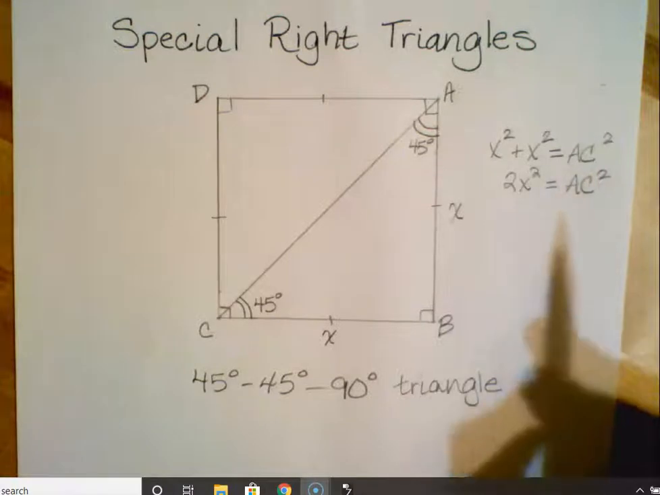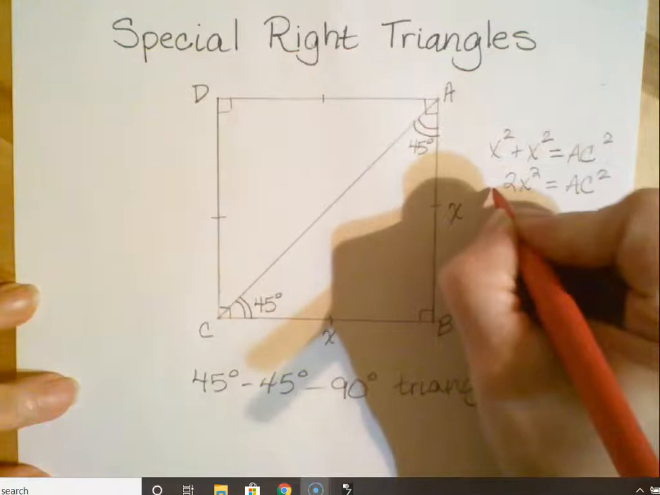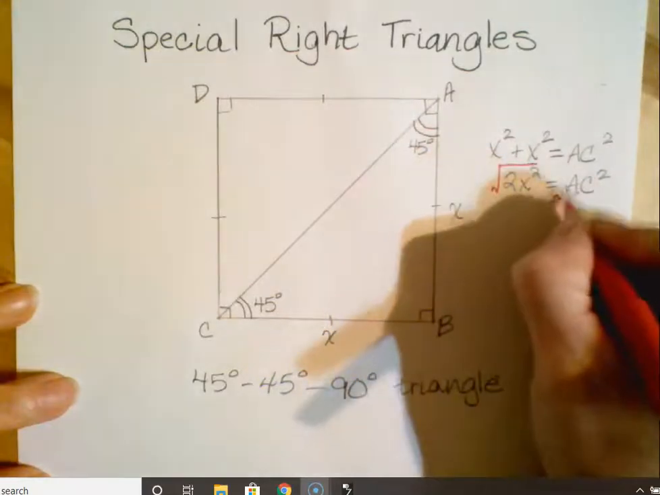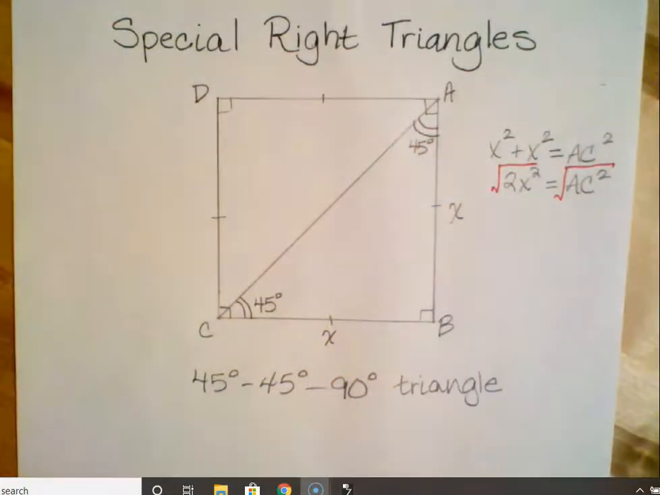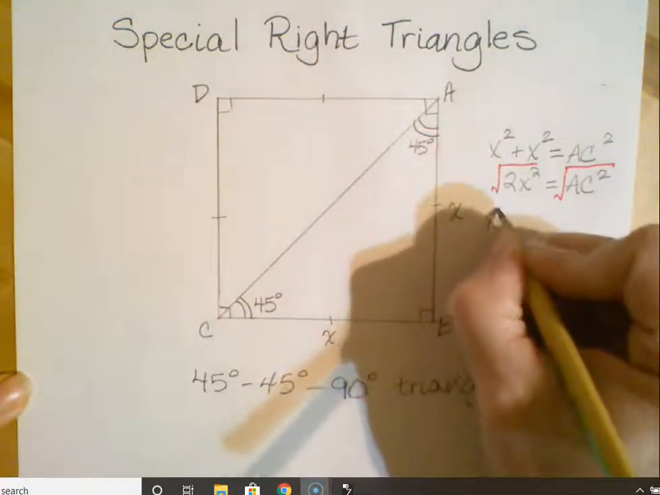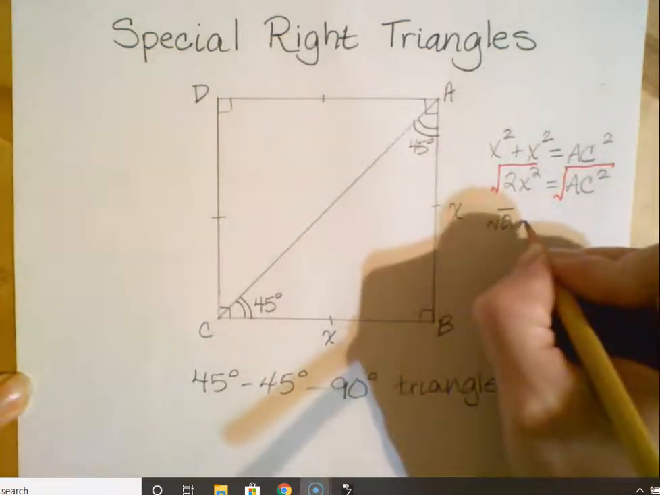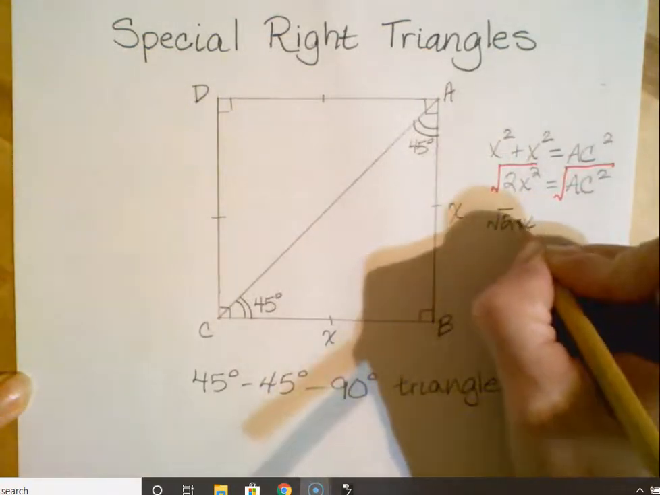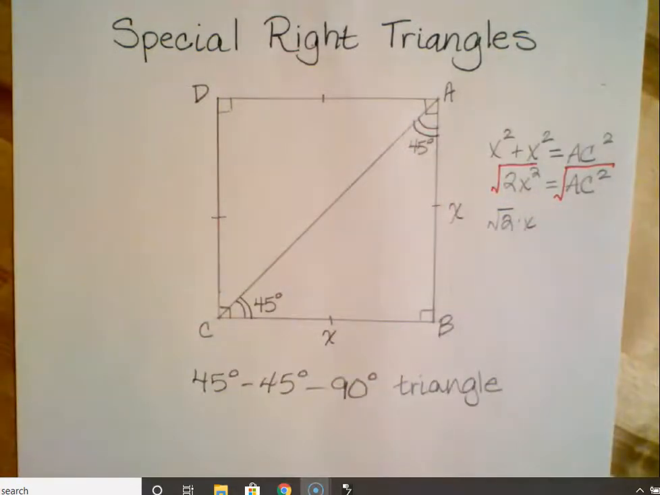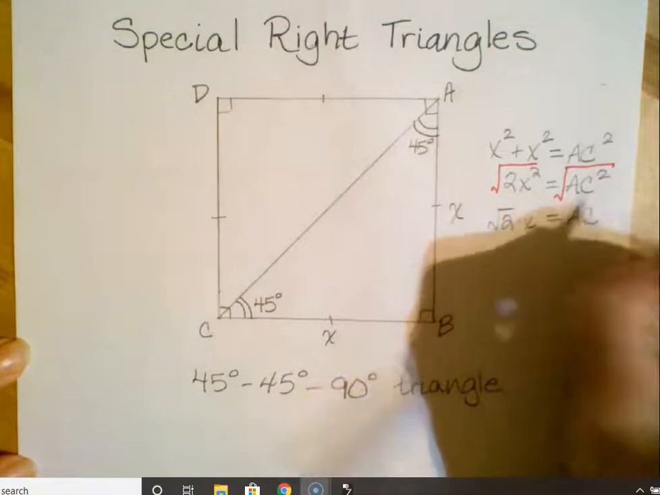And the way that we do that is by taking the square root of both sides. So if we apply the square root on both the left and the right, what we're going to be left with is the square root of 2, the square root of x squared. Remember, the square root and the squared are going to cancel each other out. So that's the square root of 2 times x. And then on the right side, we're left with AC.